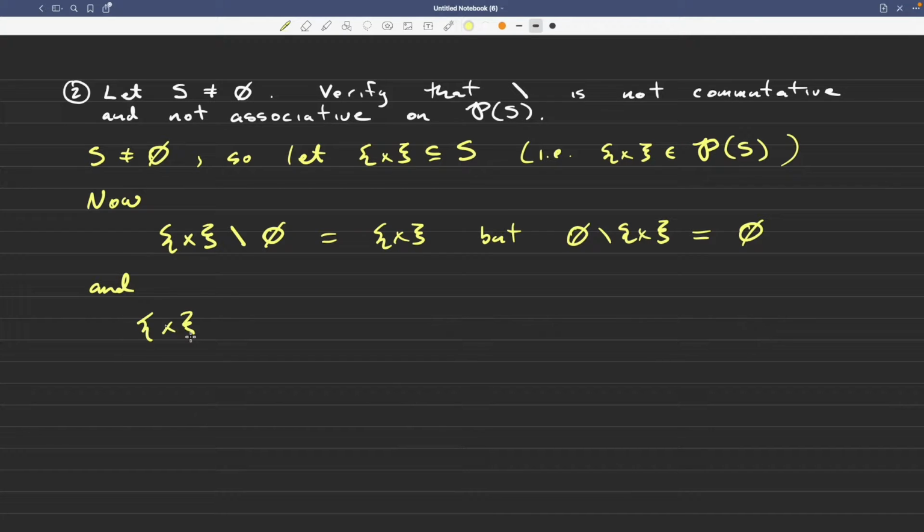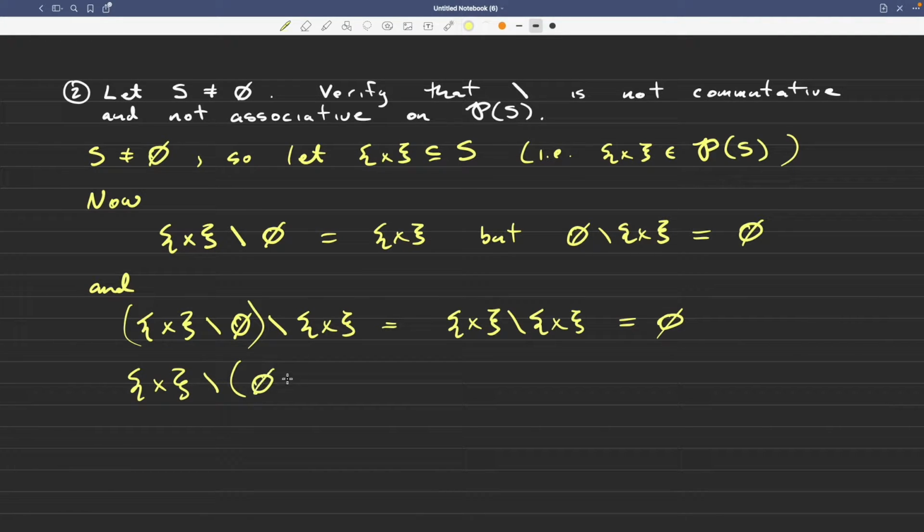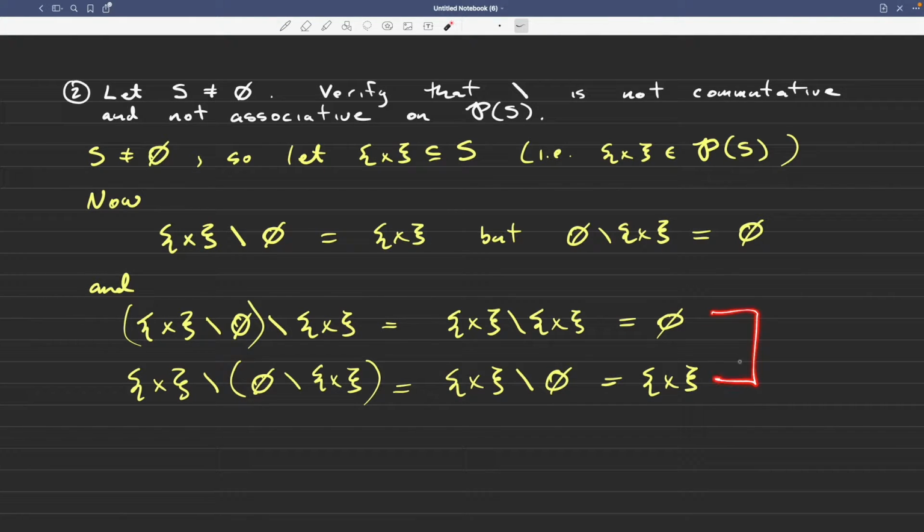Well, maybe we can do X minus the empty set minus X again like this. And if I group it this way, this will be the empty set. I mean, X minus the empty set is X, and then I'm taking away X, and that will result in the empty set. But if I do X minus the empty set minus X, like so, well, that would be the singleton X minus the stuff in parentheses, which would just be the empty set. And now X minus the empty set is just the singleton X there. And again, we see that these two things are not equal.